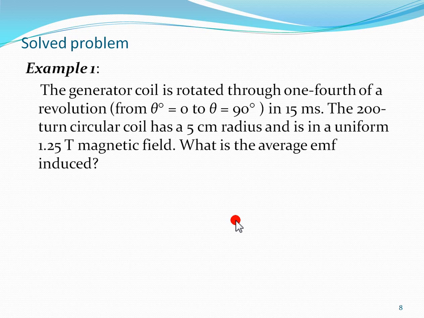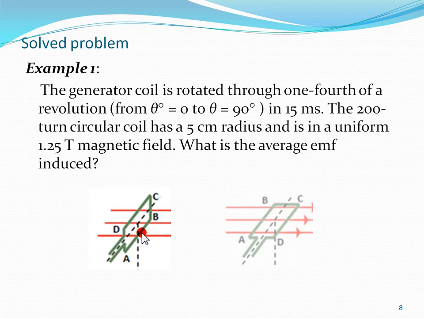A generator coil is rotated through 1/4 of a revolution from theta 0 to theta 90 in 15 milliseconds. The number of turns of the coil is 200, the magnetic field strength is 1.5, and the radius of the coil is 5 cm. You are asked to calculate the average EMF induced. The coil had this position. When it turns through 90 degrees, it will take this position.